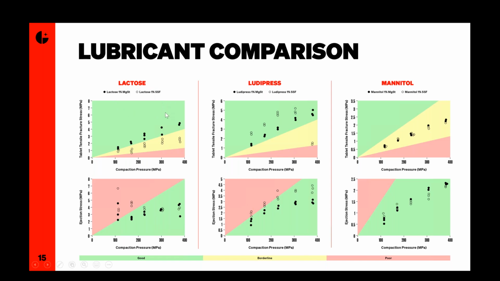So here, as I said, I'm only looking at how the strength of the tablet changes with compaction pressure and the ejection stress profile. The reason I'm only showing these pieces of data is because if you are looking to optimize your lubricant, those are the most interesting pieces of information for you. You want to know how the lubricant is impacting the strength of the tablet, and you also want to know, is the lubricant effective? And so that's the ejection stress profile.